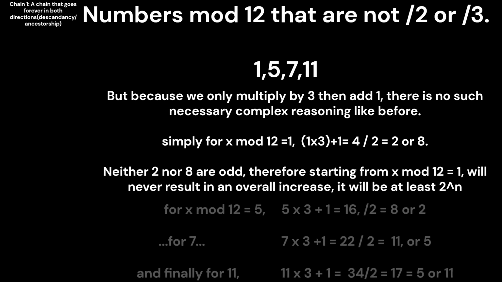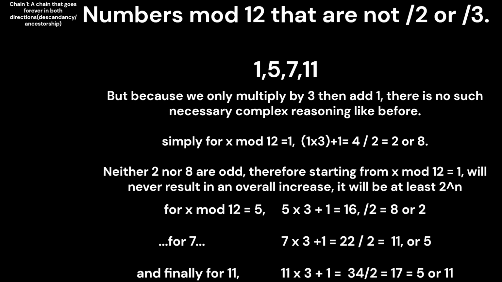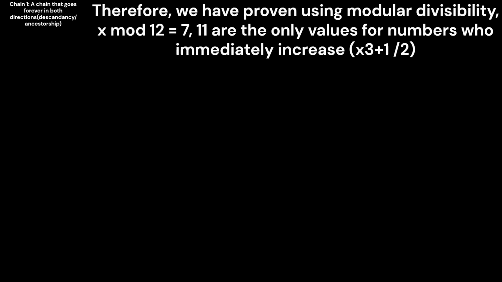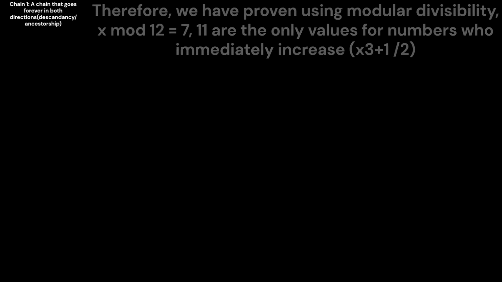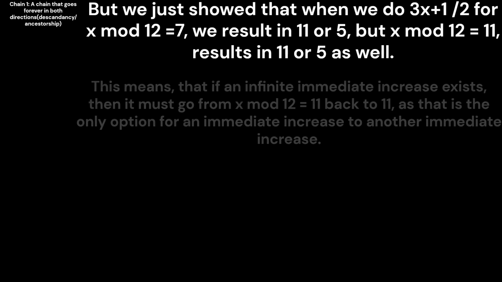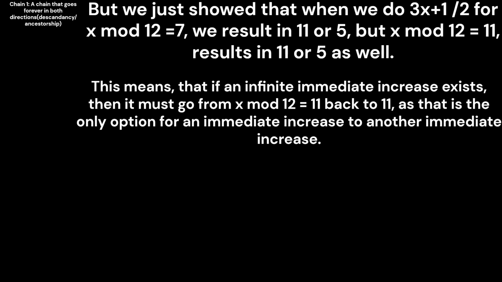Here is all of the other numbers worked out. And as you can see, only 7 and 11 are valid. So it is proven that x mod 12 is equal to 7, 11 for immediate increases. But in that math, we can also notice that x mod 12 is equal to 7 times 3 plus 1 over 2 is equal to 11 or 5. But x mod 12 is equal to 11 times 3 plus 1 over 2 is also equal to 11 or 5, which means if we immediately increase forever, it must do so through x mod 12 is equal to 11s.